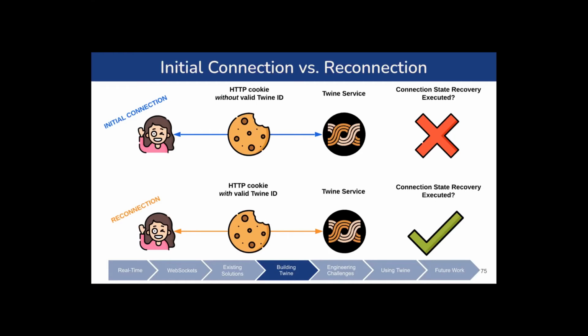When a client reconnects to the Twine server following a dropped WebSocket connection, the server checks the client-side cookie for a valid Twine ID. Upon confirming the Twine ID's validity, the connection state recovery logic executes, retrieving and resending all data that was missed during the client's disconnection period.